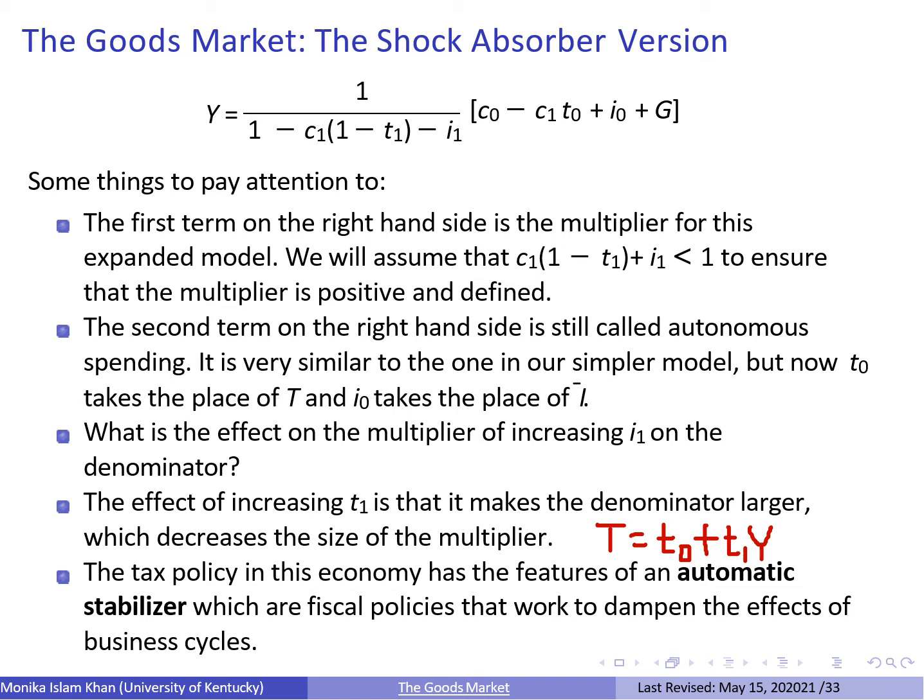Now recall the tax function, which is tax burden T equals T0 plus T1 times Y income. That total tax burden T increases when Y increases and falls when Y falls. This gives it the property of being an automatic stabilizer because it will fall in recessions and rise in expansions, which will dampen the fluctuations in GDP. Therefore, when there is a negative shock to autonomous spending, automatic stabilizers will control the amplification of that shock. That is why I call this the shock absorber effect.